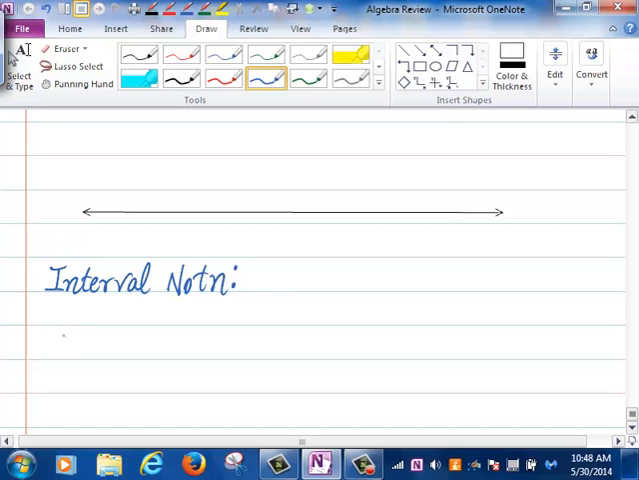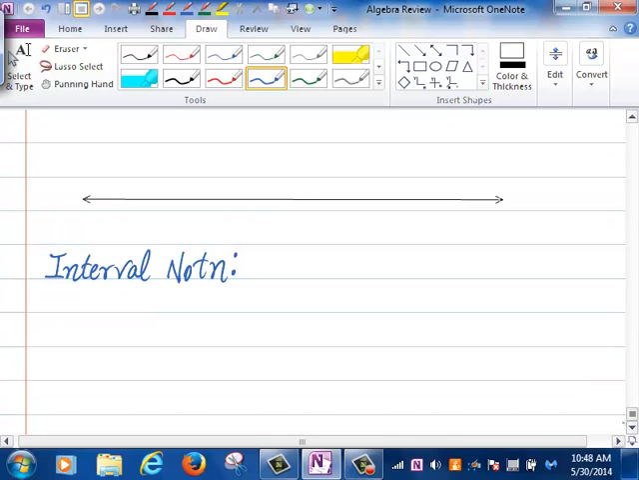If I have a real number A and a real number B, and I write this symbol, A comma B in brackets, what does this represent? This represents all real numbers which are between the numbers A and B. Here A and B are two fixed real numbers. Then this symbol represents all real numbers X between A and B, including A and B, right?